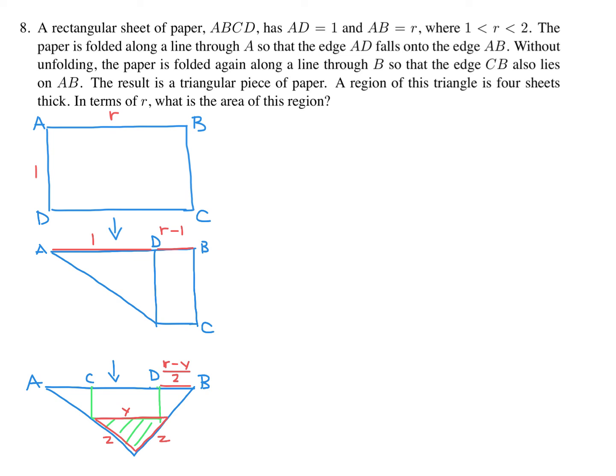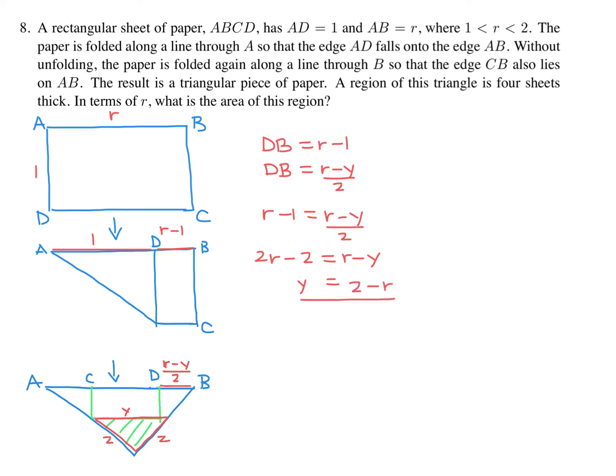Okay, well, dB, I have just concluded, is R minus 1, but I also concluded that dB is R minus Y over 2. So set them equal to each other. R minus 1 is equal to R minus Y over 2. And therefore 2R minus 2 is equal to R minus Y. And then isolating for Y, Y is equal to 2 minus R. Okay, great. Because remember, we just need to figure out the area in terms of R. It's not going to be a number.